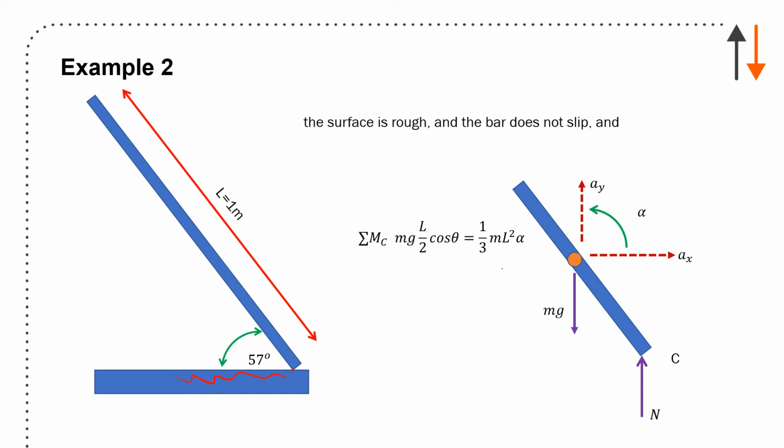Sum of moments about point C down at the ground: mg (L/2) cos theta equals 1/3 m L squared alpha. And that's the moment of inertia of a long slender rod about one end. Alpha is then calculated as 3g over 2L cos theta, so it doesn't depend on mass. And I get alpha equal to 8 rad per second squared, and it's counterclockwise, which kind of makes sense. It's what I expect.